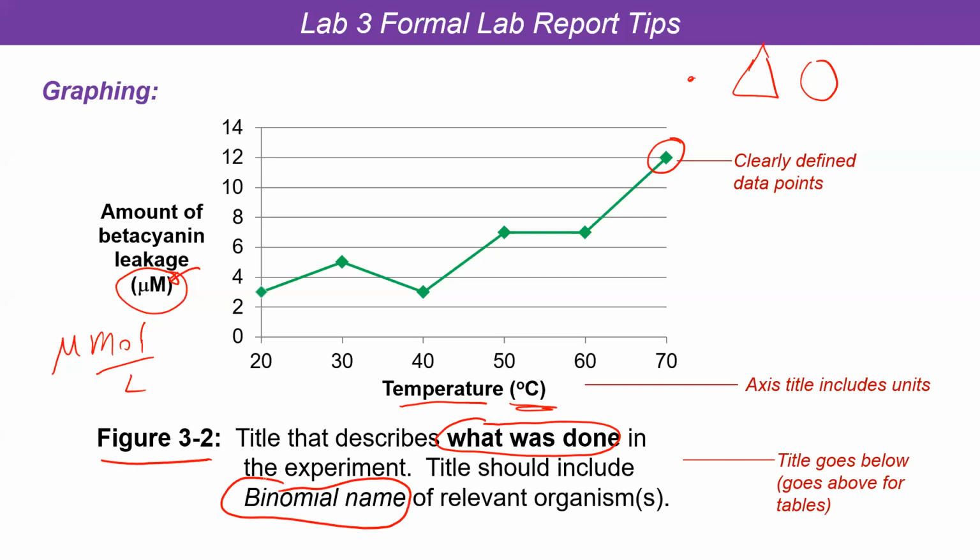And the other thing your title should always include is the binomial name of the organism that was studied. So we were using beetroots. We want to look up what the binomial name of beetroot was, and you're going to include that in your title somewhere. So that's all for tips today.